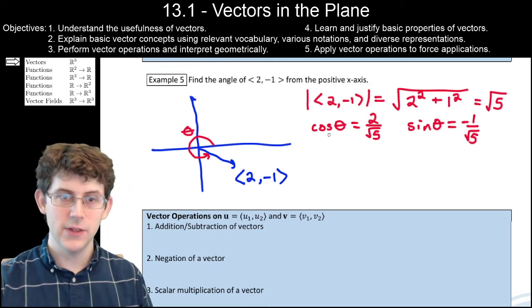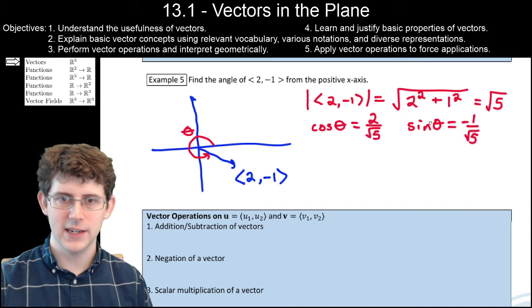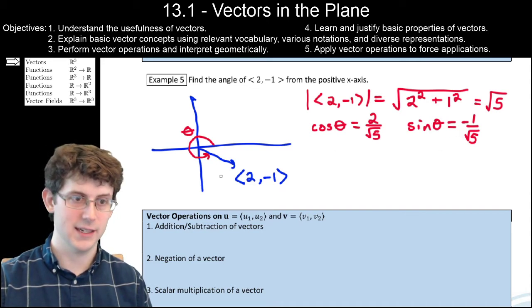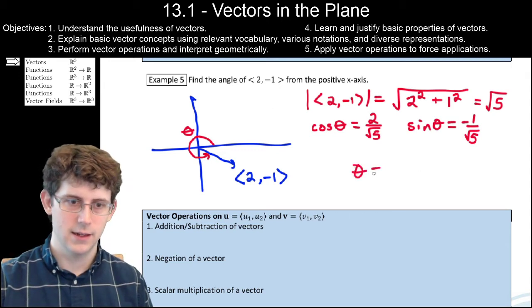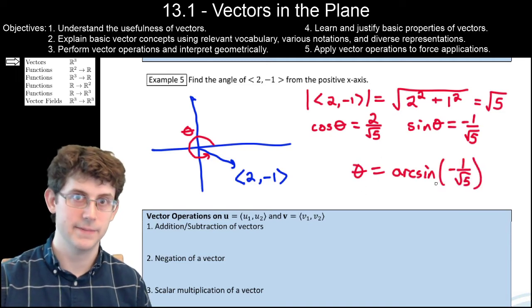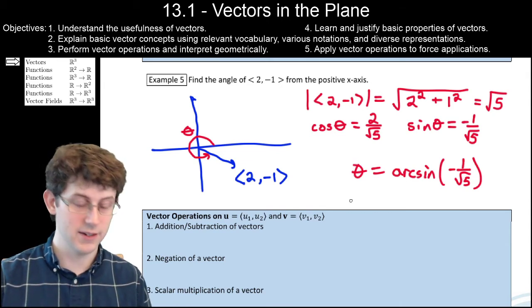Okay, if I do the arc cosine of 2 over square root of 5, I'll get a positive angle in the first quadrant. I don't want that. If I do the arc sine of -1 over square root of 5, I'll get something in the fourth quadrant, which is what I want. So the angle is the arc sine of -1 over square root of 5. That's our direction. So you've got formulas for the magnitude and the direction. The magnitude is a number, it's a scalar, and the direction is an angle.